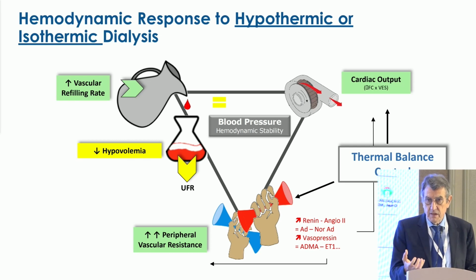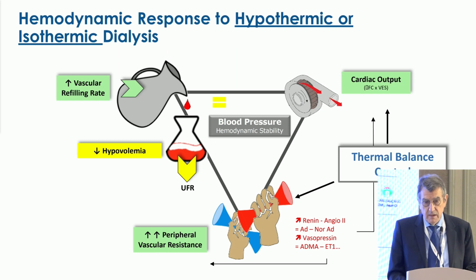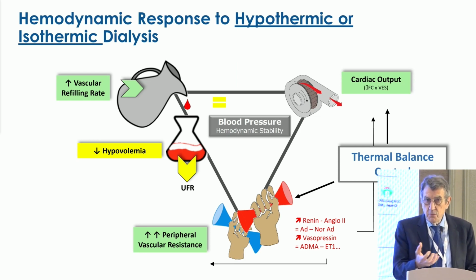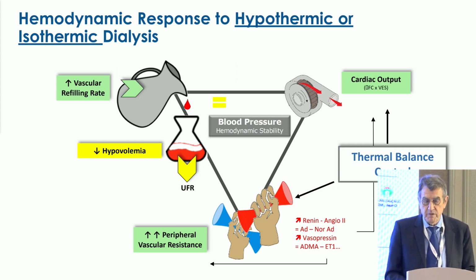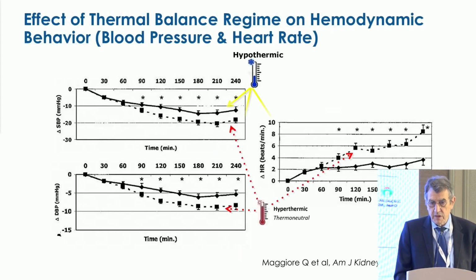And just by putting the patient on a negative thermal balance, you don't need to make it very strong, but minus 0.5 centigrade, this is a way to reduce. And then by creating negative thermal balance, you increase the vascular resistance on the arterial side, on the venous side, you improve the vascular refilling capacity, and then you prevent or tend to prevent hypotension.